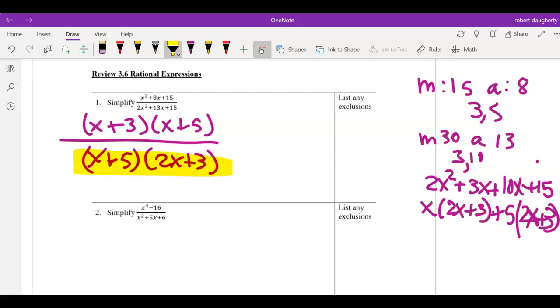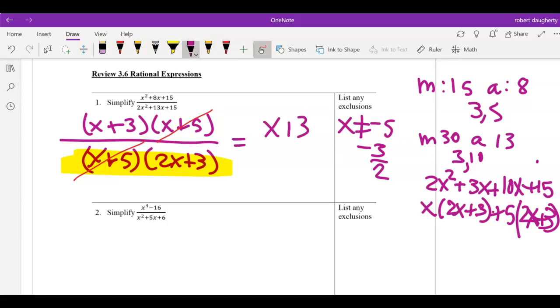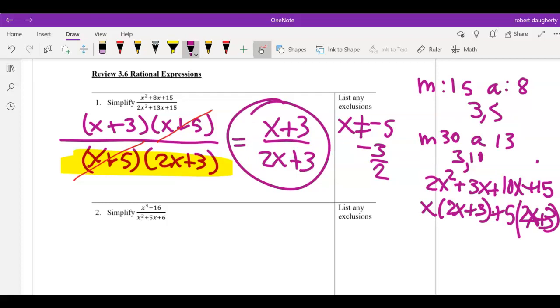My exclusions come from where that will be 0. So x cannot be -5 or -3/2. Those are my exclusions. Now to simplify this, x plus 5 divided by x plus 5 is 1. So this final answer is just x plus 3 over 2x plus 3. That is your final answer. Do not even think for a minute that the 3's cancel, okay? That's bad math. X plus 3 over 2x plus 3, that's your final answer.